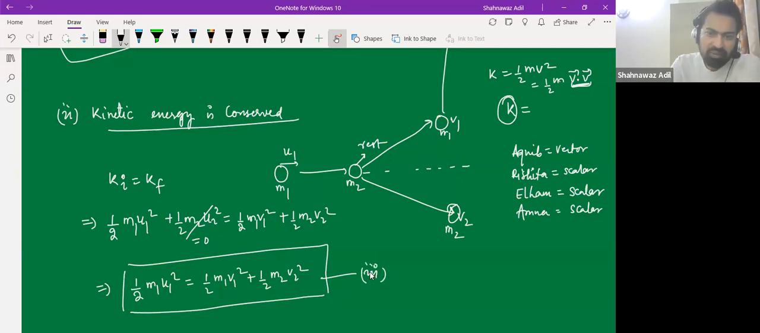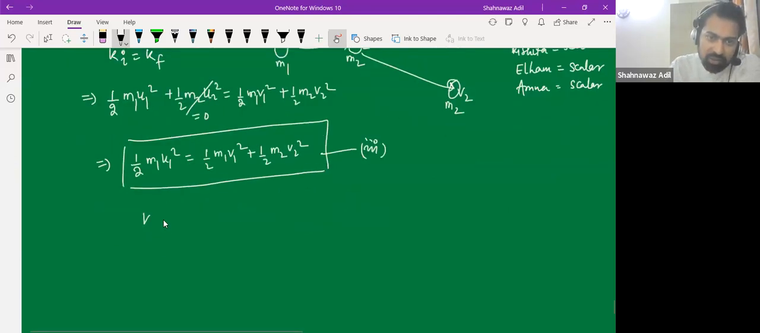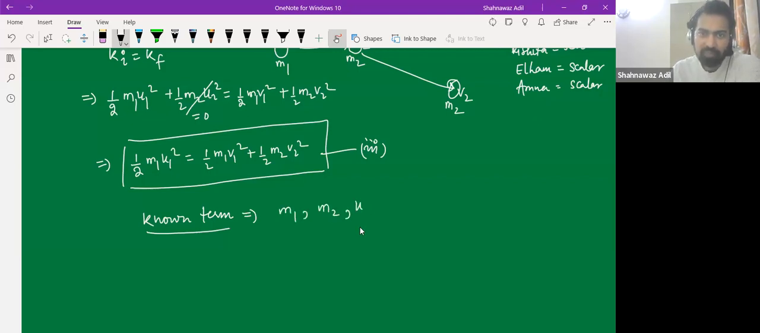So what do I have? What are the known terms or known quantities? One is M1, the other one is M2, and then we have U1. What are the unknown terms? Unknown terms are V1, V2, and do we have anything else?